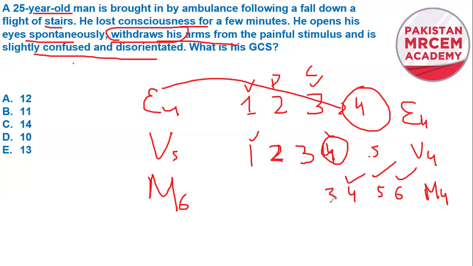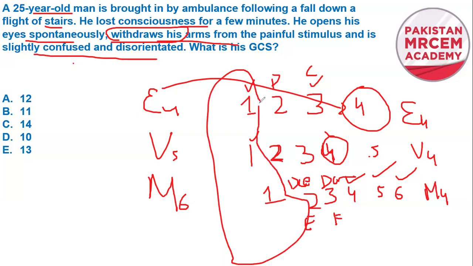Number 3, abnormal flexion. That is called decorticate movements. Then comes number 2, decerebrate movement. Decorticate and decerebrate: abnormal flexion and abnormal extension of the limbs. If no movement on painful stimuli, then 1. So GCS is never 0. You have to assign at least 1 number on each component. So the minimum GCS is 3, maximum 15.